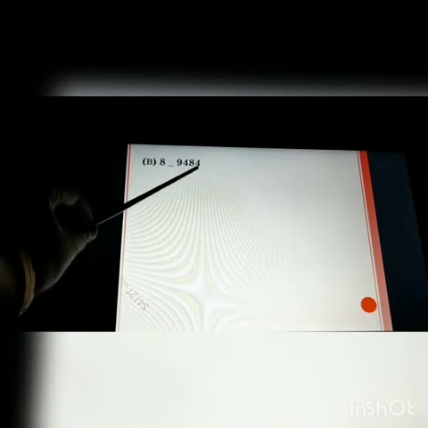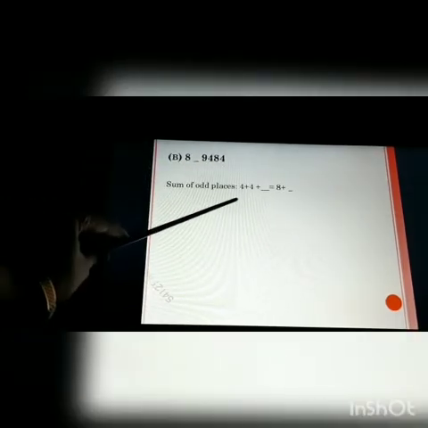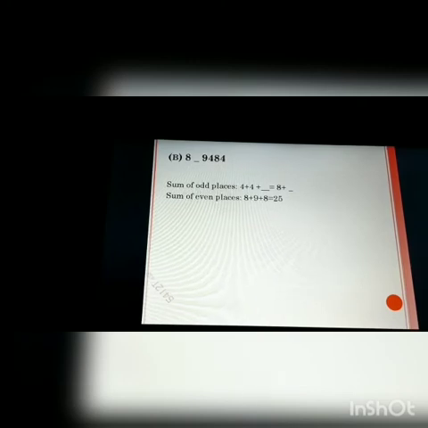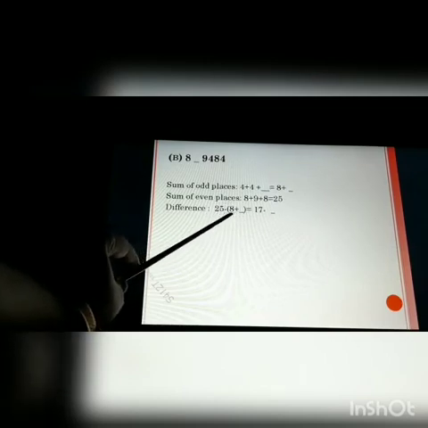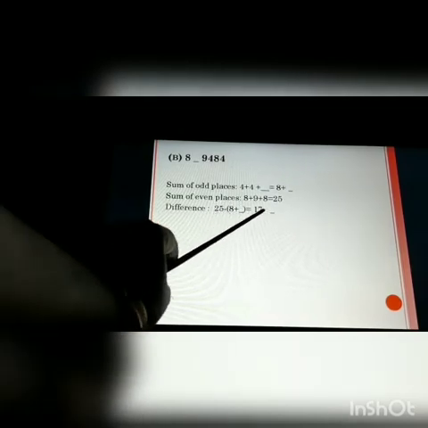The second part is here: 8, then blank, 9, 4, 8, 4. Again we'll check the sum of even and odd places. We'll check from the right hand side. Odd places are 4, 4, then blank. Sum of odd places, 4 plus 4 plus blank is equal to 8 plus blank. Now even places are 8, 9 and 8. They are forming 25. Again we'll take the difference. We'll subtract from 25, putting the two numbers in brackets, 8 plus blank. Now 25 minus 8, 17.